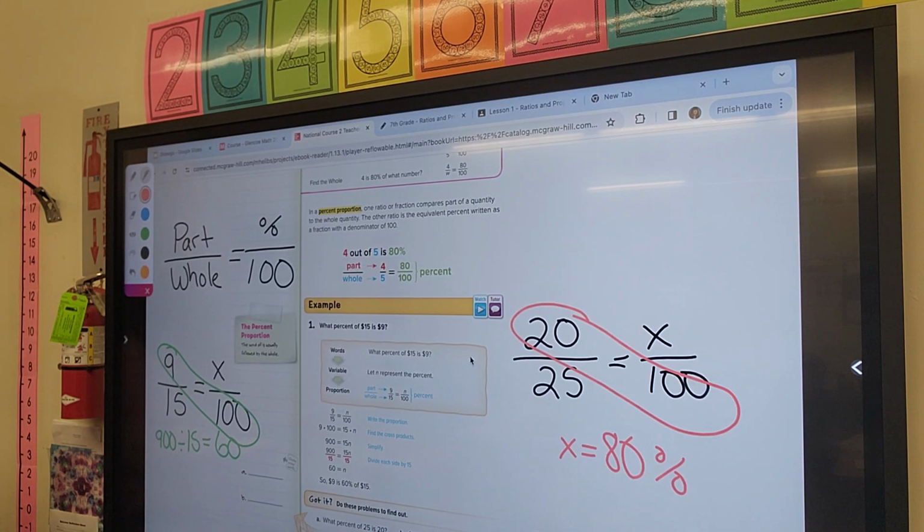Okay, so you're doing part over whole. So the part's the smaller number, so 12.75 over 50. Just make it look like a fraction with your line. Equals percent we don't know, so use x over 100.